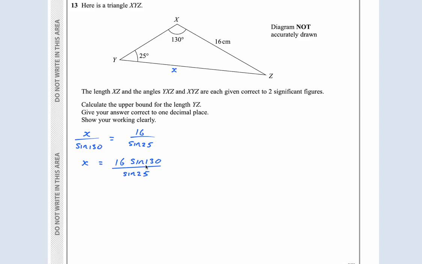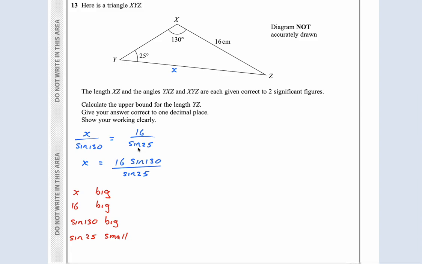Now, to get the upper bound for X, I need the numerator to be big and the denominator to be small. So let me just write X big as well. So if you've seen me do these questions before, guys, you'll see I do it like this. I want X to be big. And to make X big, I want 16 to be big because it's in the numerator. And then I also want sine 130 to be big because it's in the numerator. And I want sine 25 to be small because it's in the denominator. So big numerator, small denominator gives me a big X.